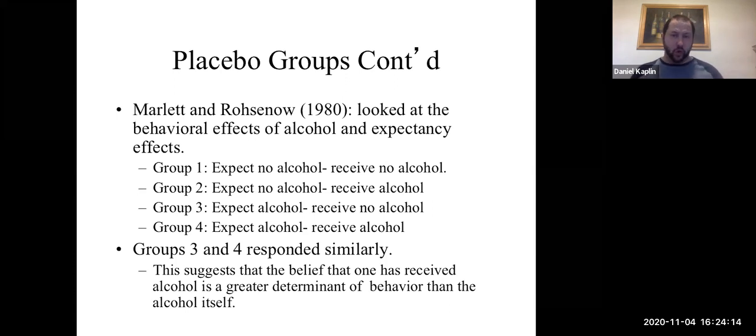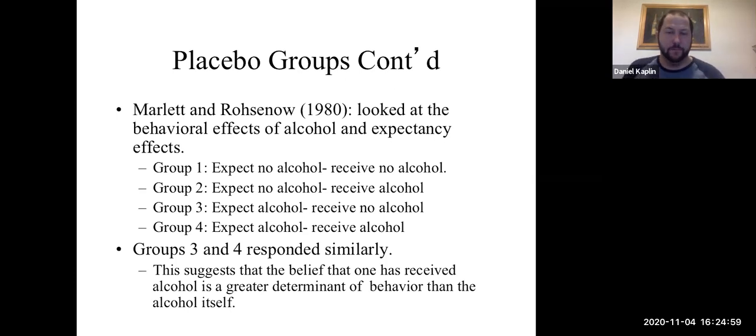So in group one, they were told this was O'Doul's or non-alcoholic, and that was that. Now in group two, they were told they were not receiving alcohol, right? And then they actually did receive alcohol. Group three, they were told that they were receiving alcohol, so they expected the Coors, but you gave them the O'Doul's. So should they have any changes in their behavior due to alcohol in group three? No, right? Because they didn't actually receive alcohol. And then in group four, they received alcohol and they expected alcohol.